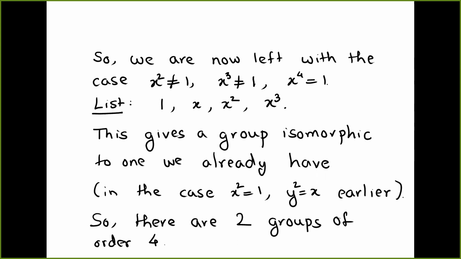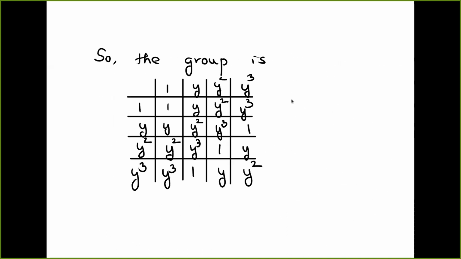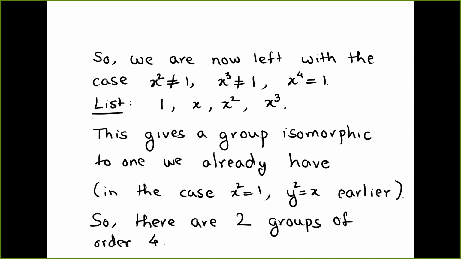So now we are left with the final case. X squared is not equal to 1, x cube is not equal to 1, and so x to the power 4 is equal to 1. So then my list is 1, x, x squared, x cubed. So these are all powers of x, and then x to the power 4 is equal to 1. This is looking very similar to what we already have, this situation of powers of y. Here it's just different. Now you have all 4 powers of x. So this is going to behave the same way.